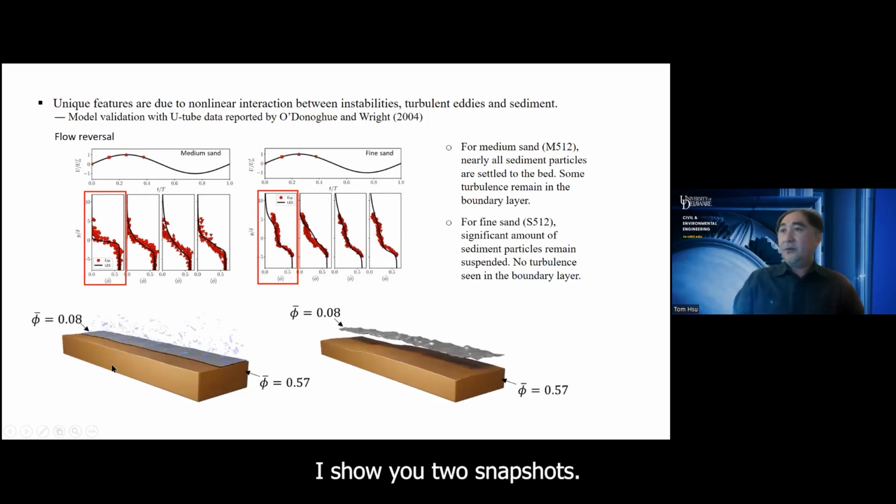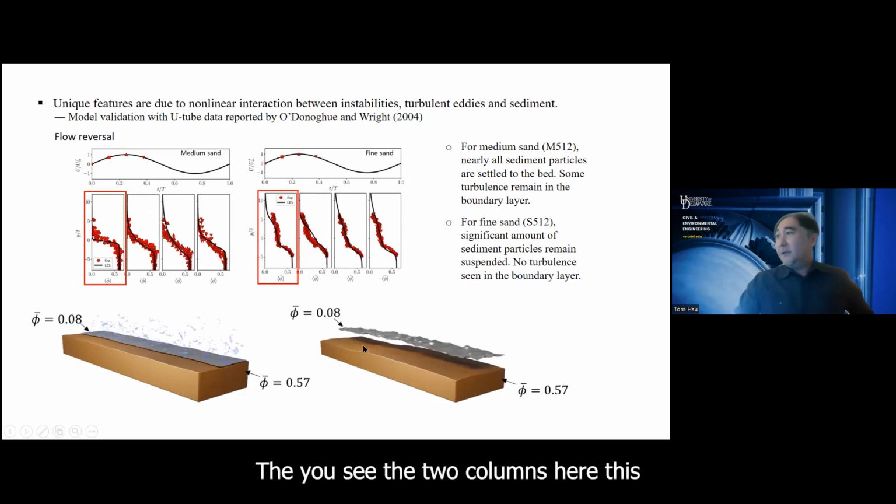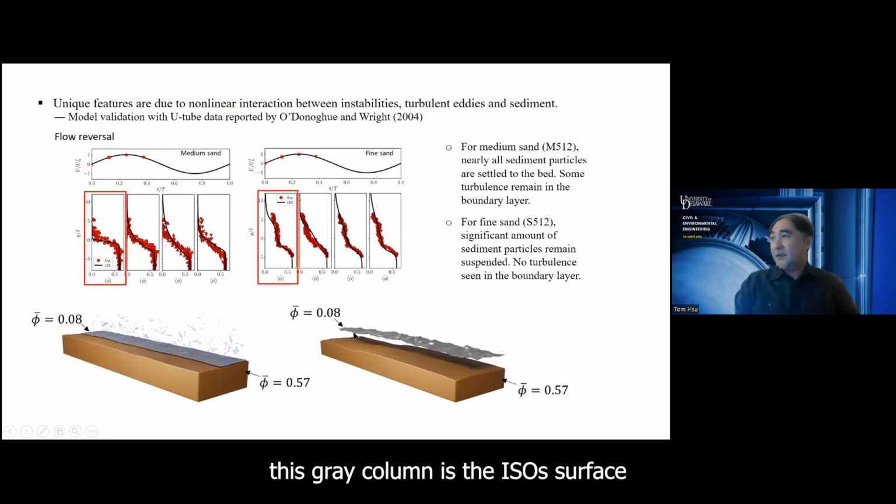Here I show you two snapshots. The left is for median sand and the right is for the fine sand. You see the two colors here. This gray color is the isosurface of sediment concentration of 8%. And then the darker brown color is the isosurface of 57%.